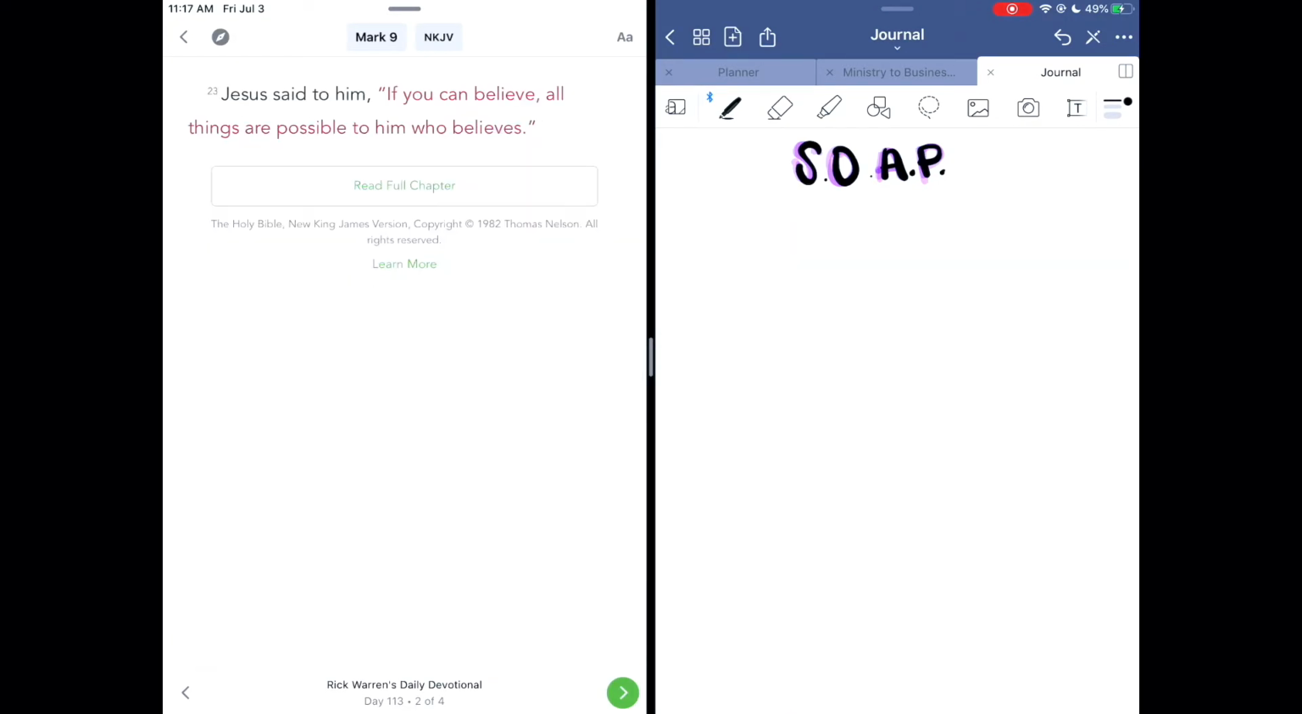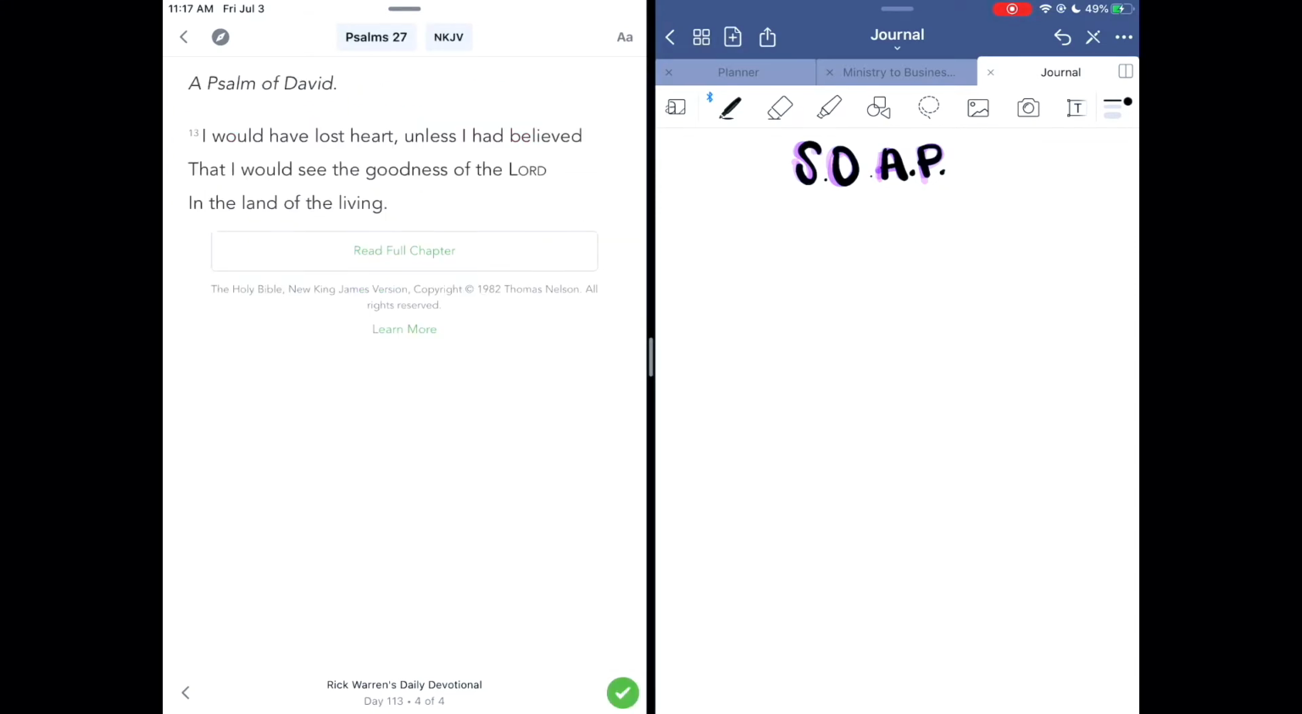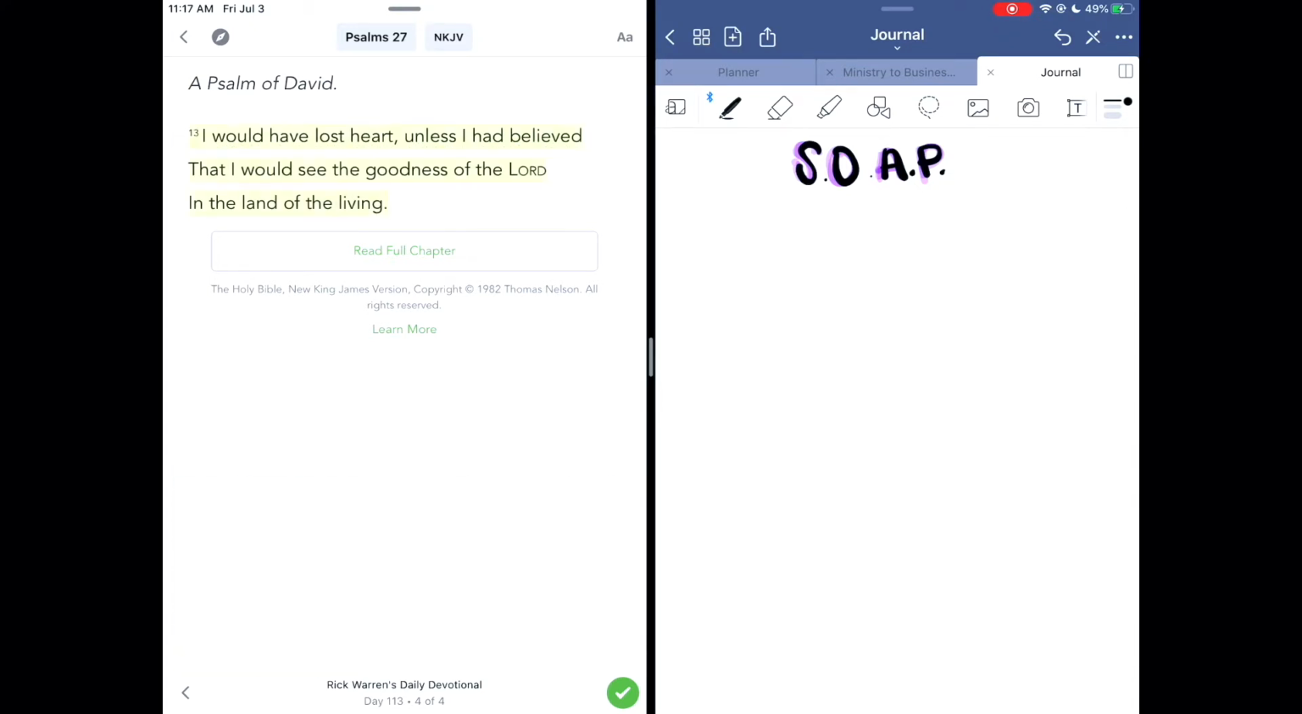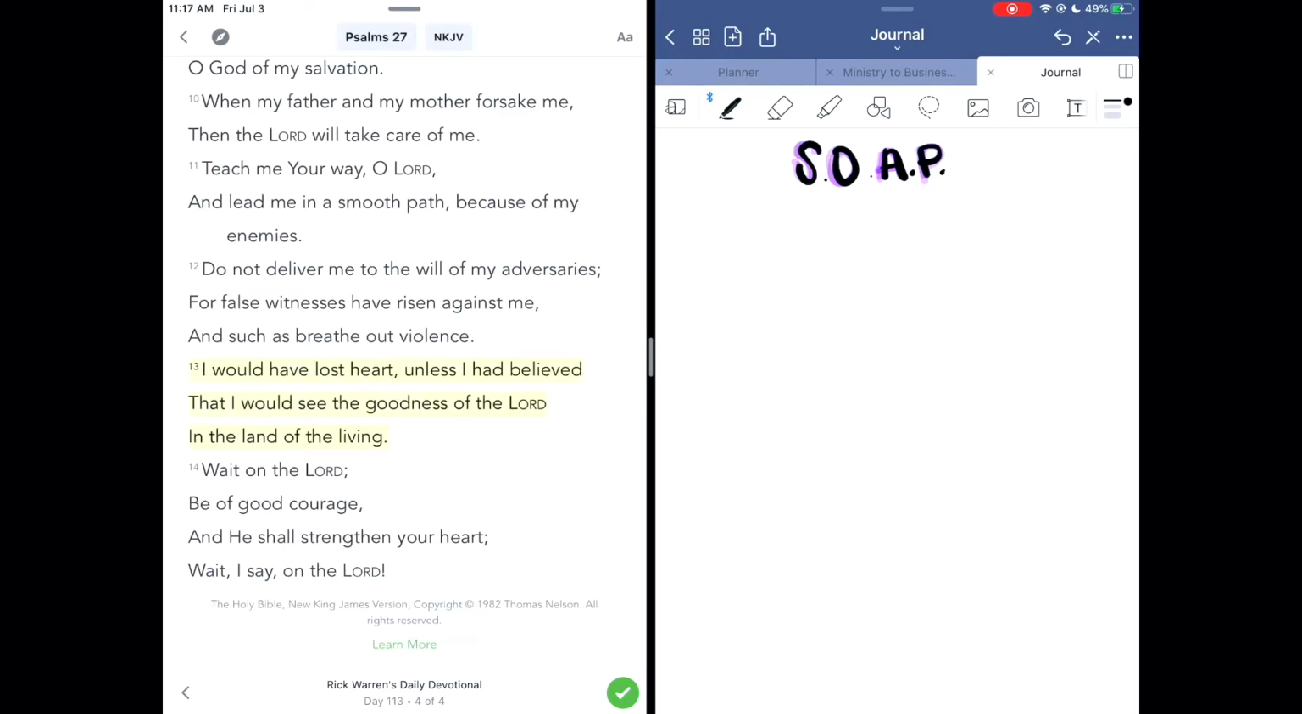Each devotional in the Bible app comes with at least one scripture. So I was just reading through the scriptures they have here, and then I stopped on this one and I felt like this one was very timely for me right now. So this is the one that I chose to study today.